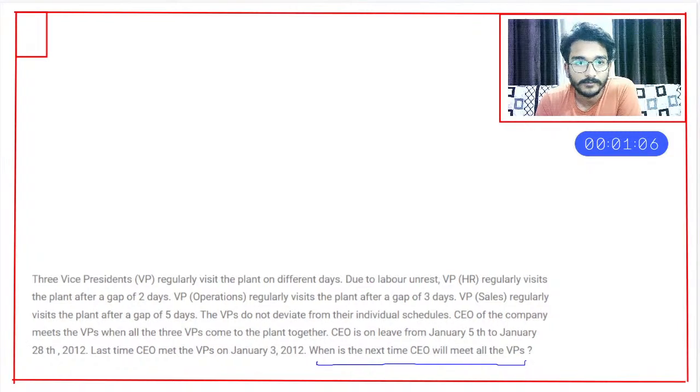All right, so let's start the question. This question is based on time and work, as you can see. There are three VPs: VP1, 2, and 3.